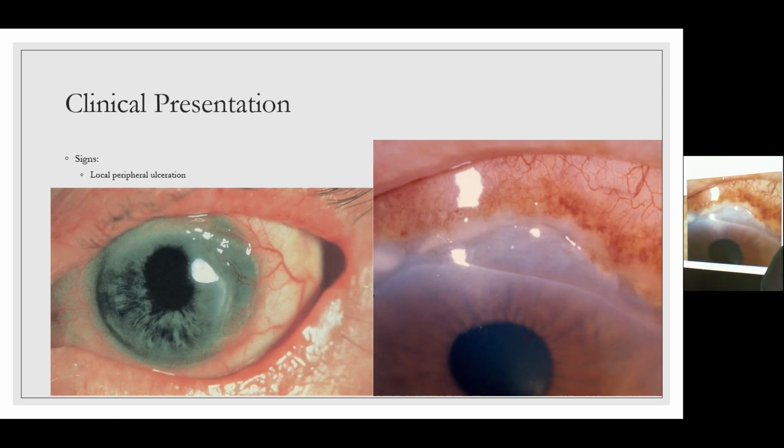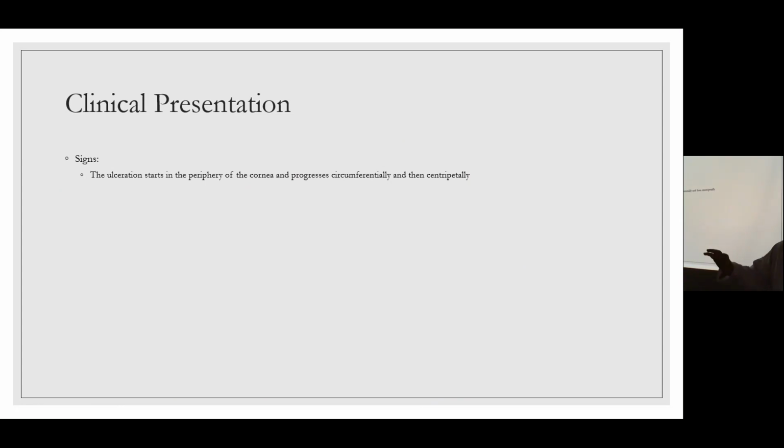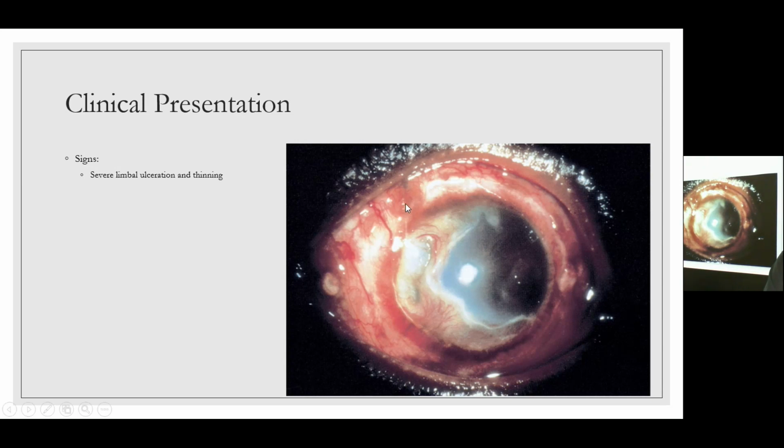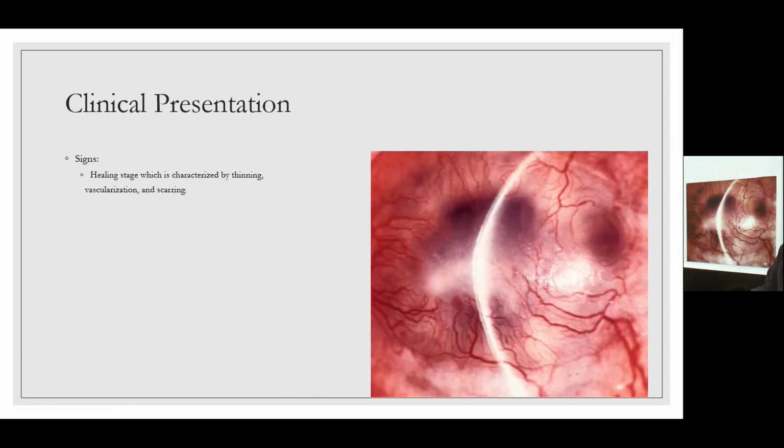So this is a picture of a typical Mooren's. As you can see here, the peripheral ulceration and thinning, and here also. How does the disease progress? This ulceration will keep going, expanding circumferentially and centrally toward the middle cornea. As you can see, this is the same thing for Mooren's ulcer, a peripheral ulceration with expansion going circumferentially and toward the middle. And the healing stage of such ulcers is defined by thinning, vascularization, and scarring.